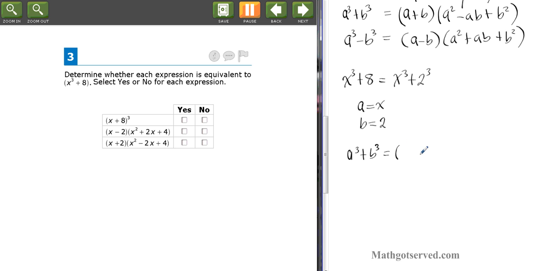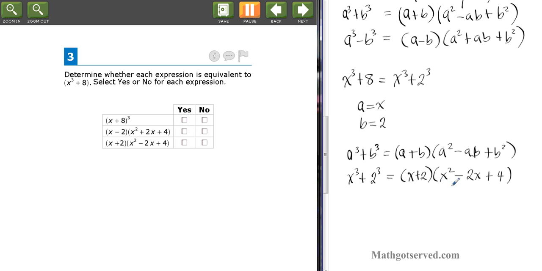So do you remember the mnemonic device? So we're going to have A plus B, the first sign is the same, times A squared. The next sign is opposite, AB. And then the last sign is always positive, plus B squared. Now, let's apply this to the problem. So we have x to the third plus, instead of 8, we can write 2 to the third. 2 to the third and 8 are the same thing. So let's expand that. We'll have x plus 2 times x squared minus 2x plus 2 squared, which is 4.